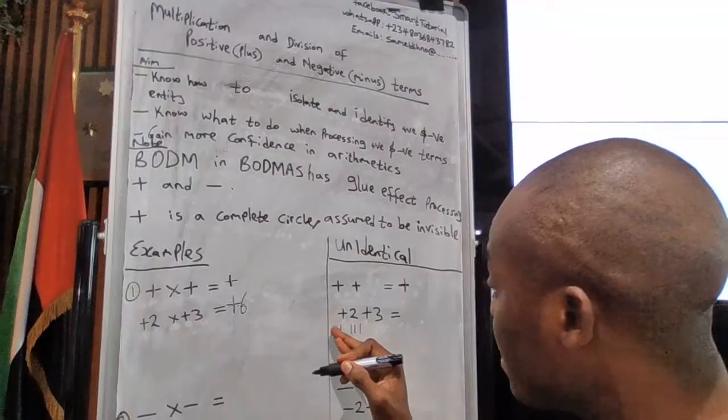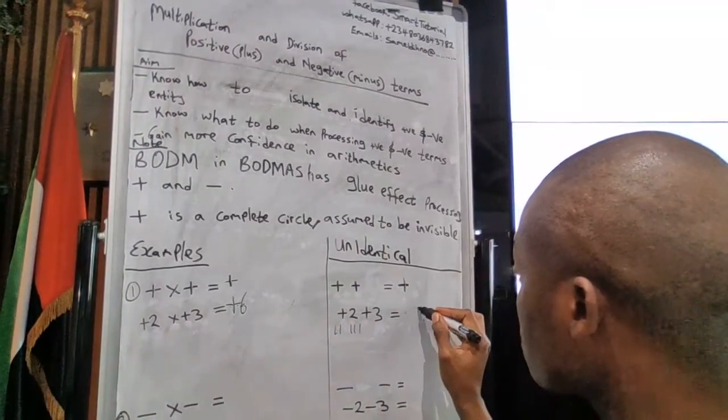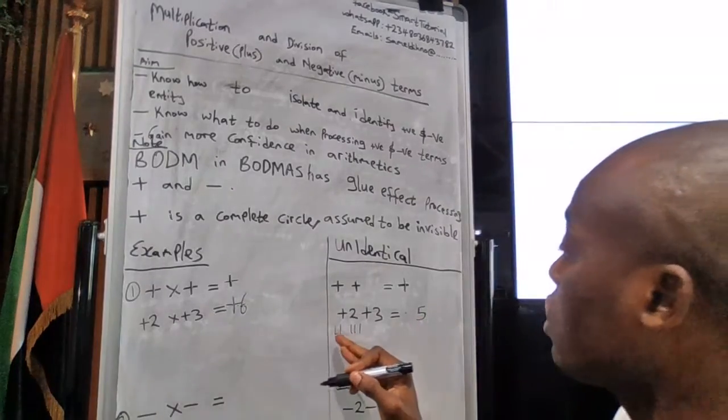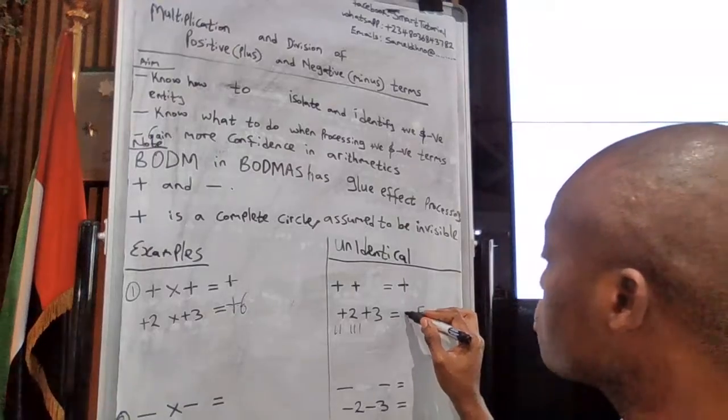So what you can see here is 1, 2, 3, 4, 5, and nothing else is there. There is no plus, there is no minus. So your answer is what? 5. Now, nothing is there. Will you put plus or 5? We said invisible. The invisible is what? 5.